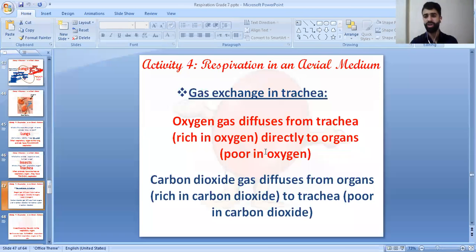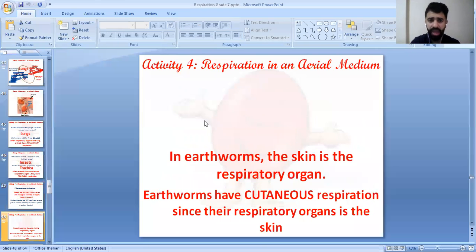So here, oxygen gas diffuses from the trachea that is rich in oxygen to the organs that contain a low amount of oxygen. And carbon dioxide, the opposite. It diffuses from the organs that contain a high amount of carbon dioxide to the trachea that contains a low amount of carbon dioxide. And earthworms, we have something special here.